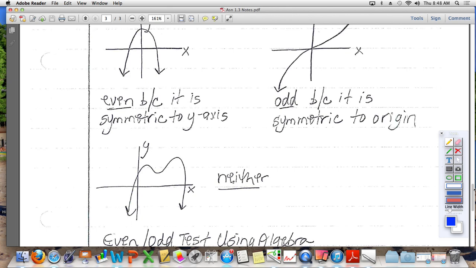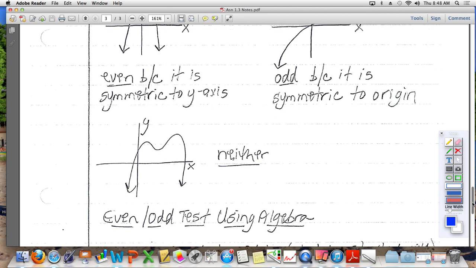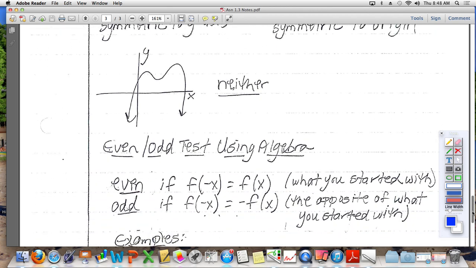This graph right here is not symmetric to the y-axis. You also cannot spin it and have it look exactly the same way it did when it started. Therefore, neither. It is not even, it is not odd. But I'm going to show you the algebra steps behind this, and then we can stop for the day.